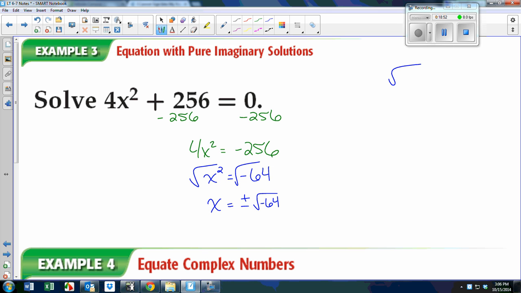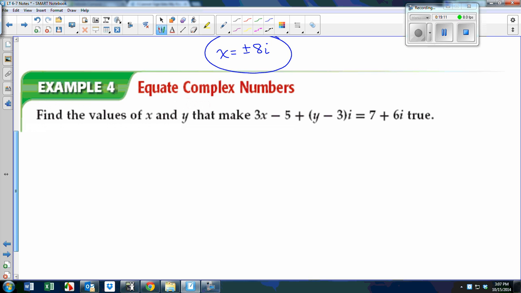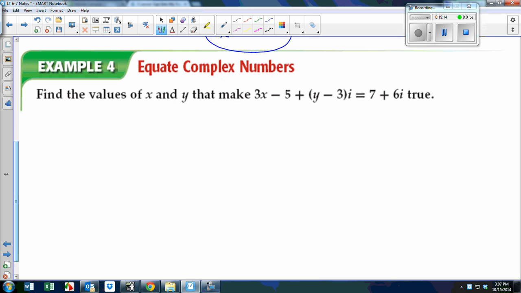And I'll remind you that the square root of -64 is the square root of -1 times 64, which is i times 8, or just 8i. So your answer here, x equals plus or minus 8i. Two pure imaginary answers to that quadratic. Whew, I know we're moving fast, trying to get this all done in one video, so keep going.